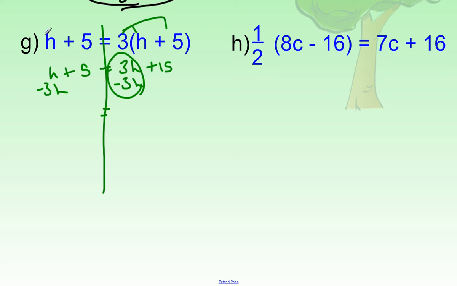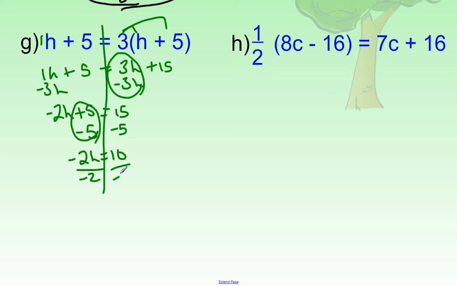So remember, how many h's are here? 1. So 1 minus 3 is negative 2. And I'm going to subtract 5 on both sides, getting rid of the add and subtract before the multiply and divide. Divide by negative 2, and h equals negative 5.